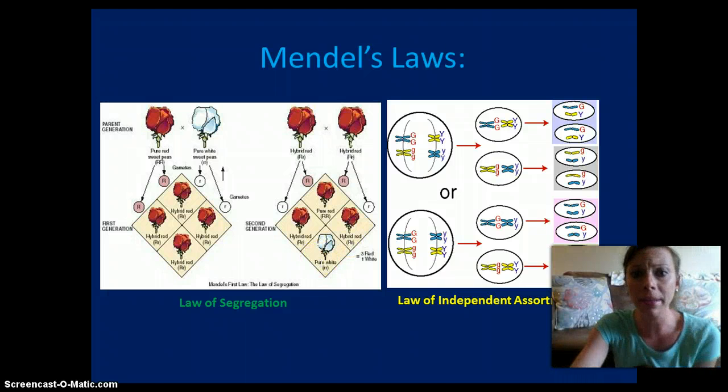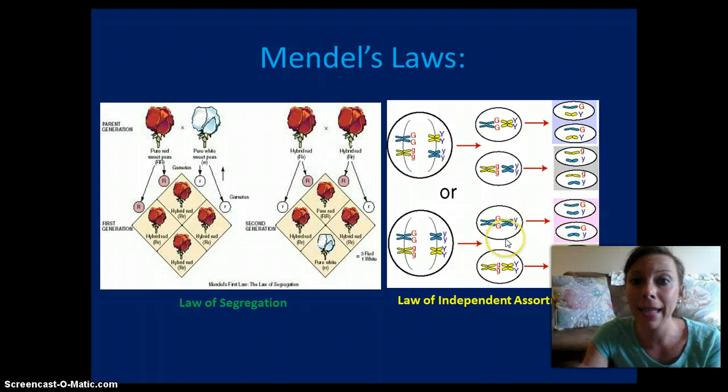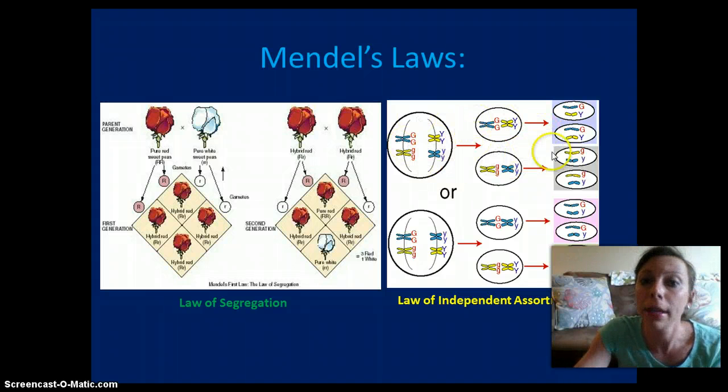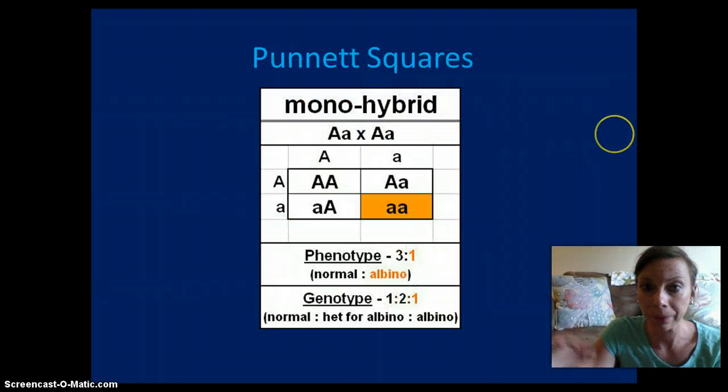The law of independent assortment here states that each gene is inherited independently. So it's going to be random which genes are inherited for each individual.